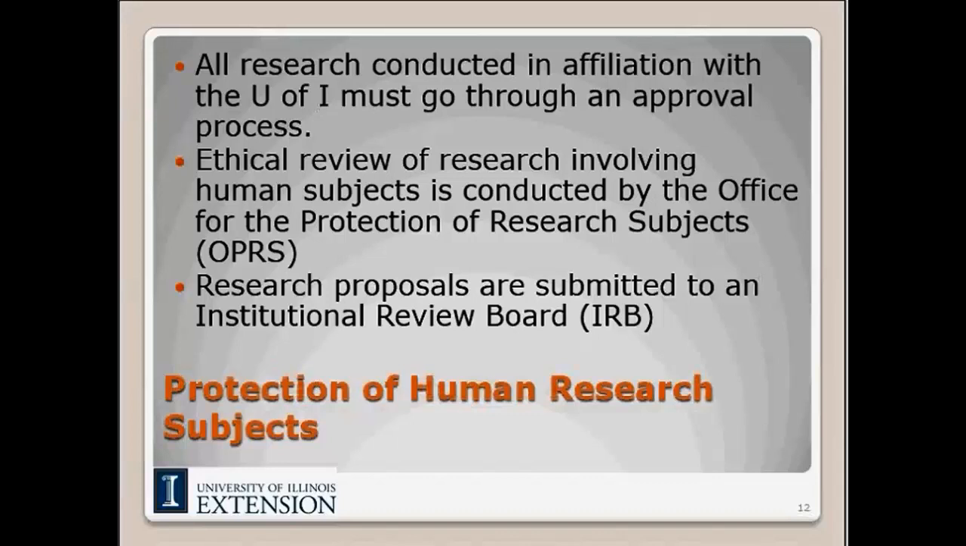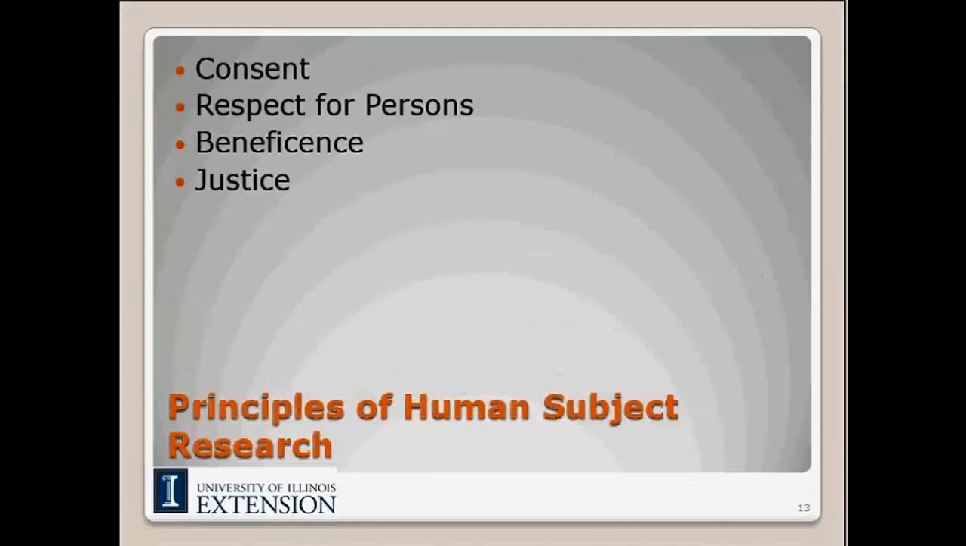And then research proposals, as Carrie mentioned, are reviewed and submitted to an institutional review board. So what is it that the IRB is looking for when they review research proposals? They're making sure that the research design does not violate certain principles of human subject research. And I'll talk in a little more detail about the main principles of human subject research.